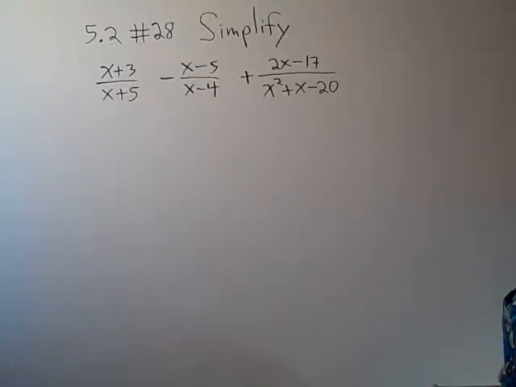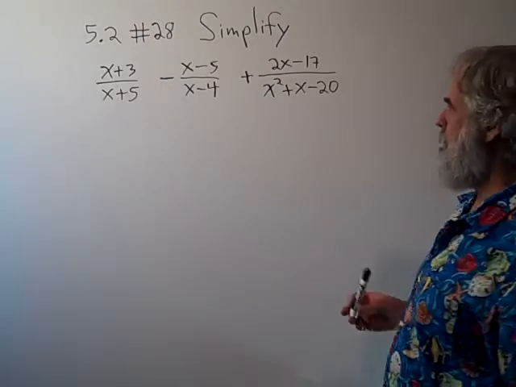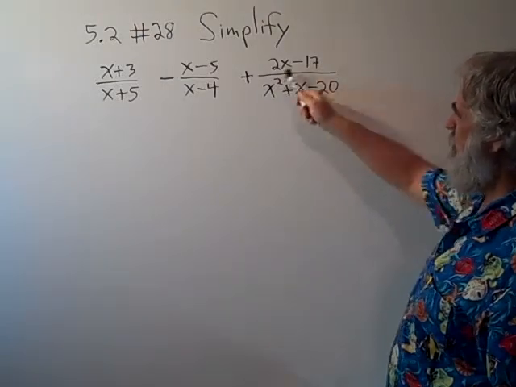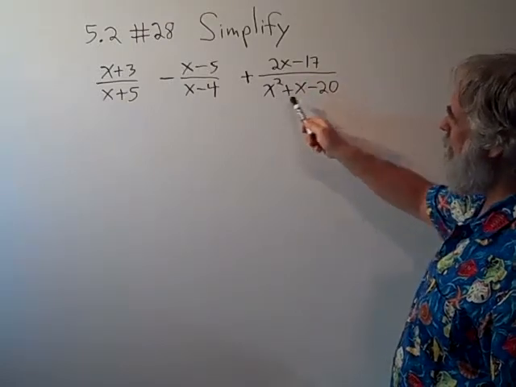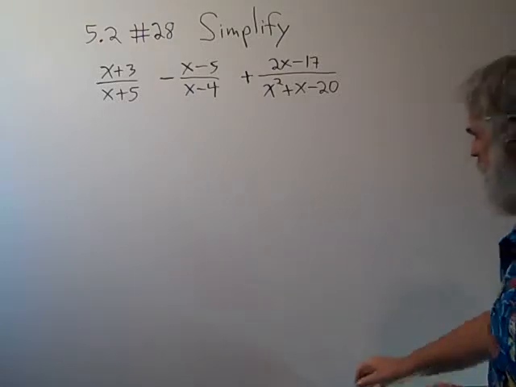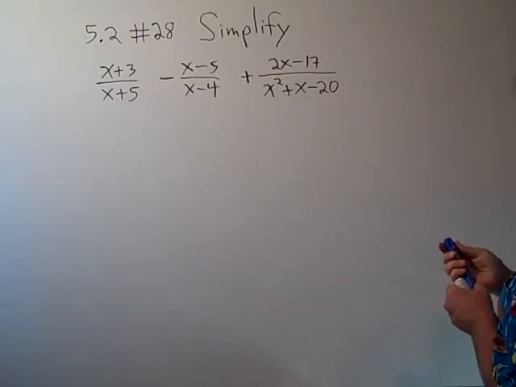Okay, we have to find a common denominator so that we can combine these rational expressions. And notice that the third denominator isn't factored, and it looks like it could be the product of the previous two factors. And indeed it is.